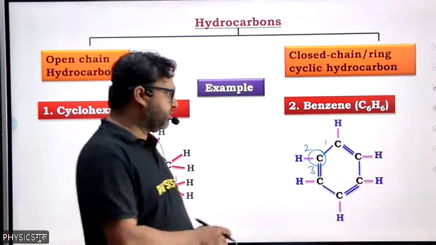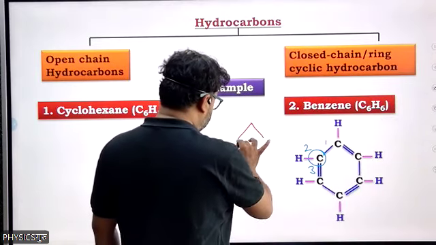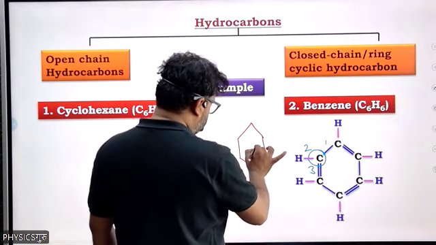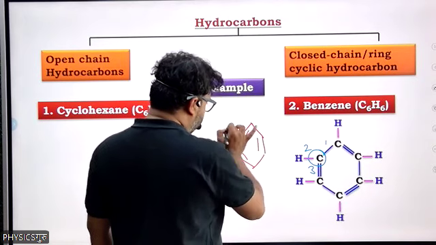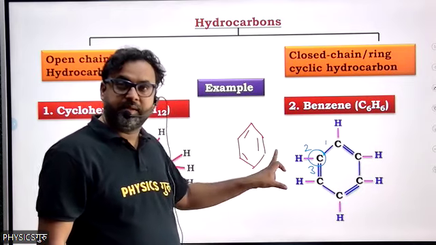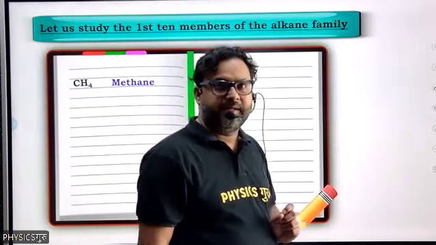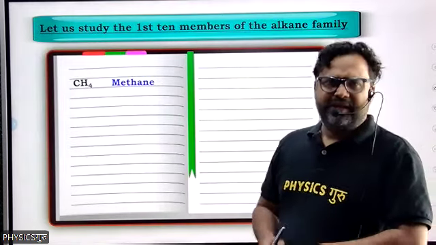See, you can also draw this structure like this. This is the basic structure for benzene. Alternate double bond. So we have alternate double bond. So this is called benzene, C6H6.